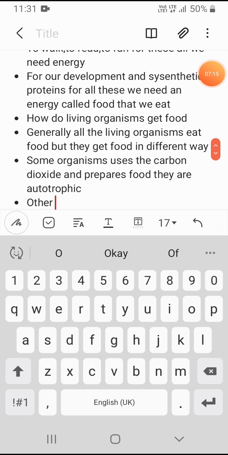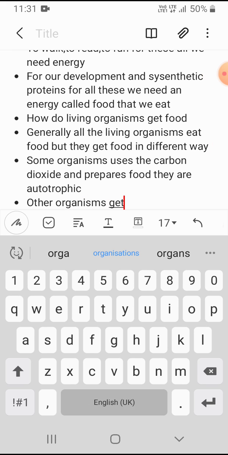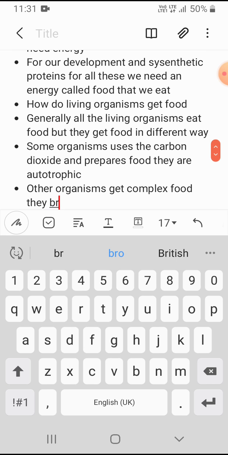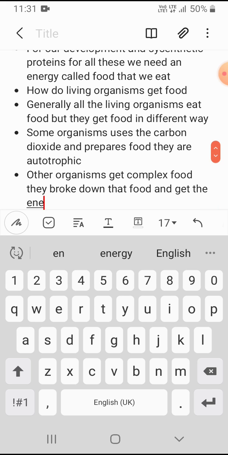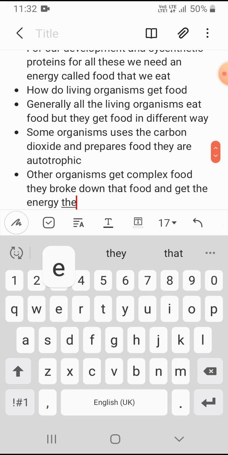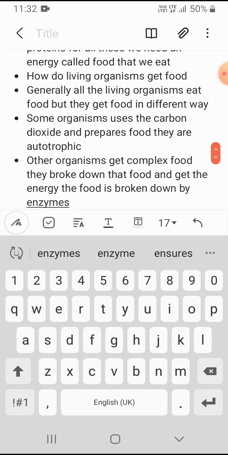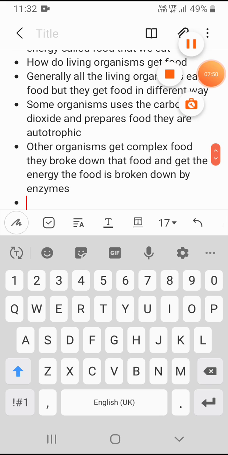And other organisms get complex food. They break down that complex food and get the energy. And the food is broken down by enzymes. The enzymes break the food.